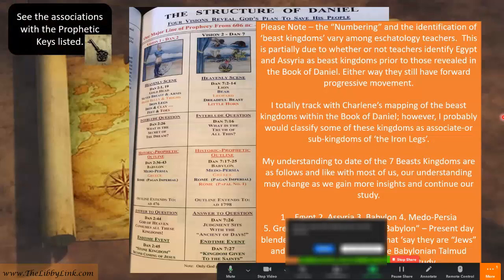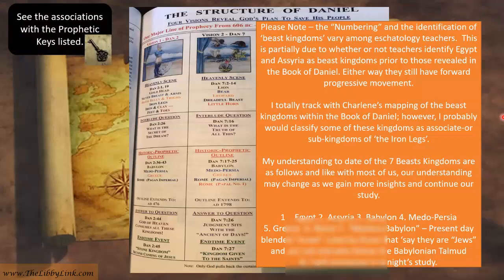Now, we need to take a quick look at the associated prophetic keys listed. On page 89, it references prophetic keys 1 through 9, 6, 13, and 22. I'm going to take us to page 17 briefly because it's very important what is written.